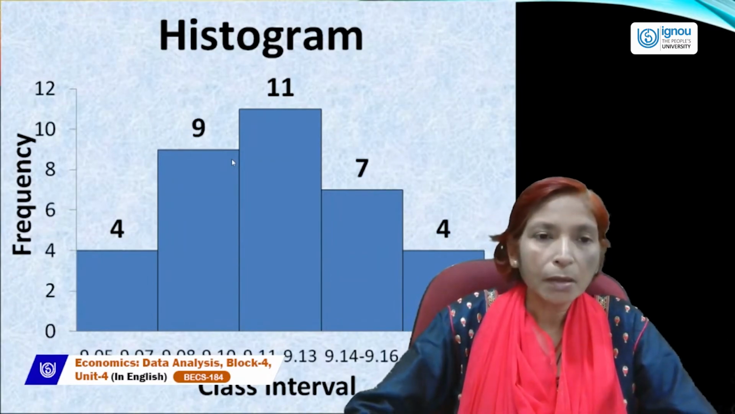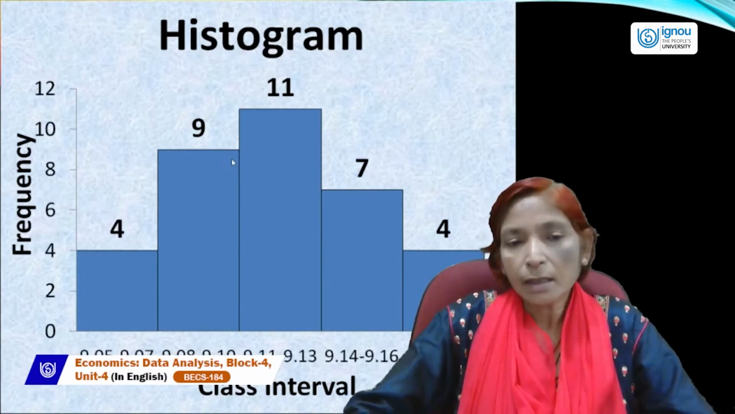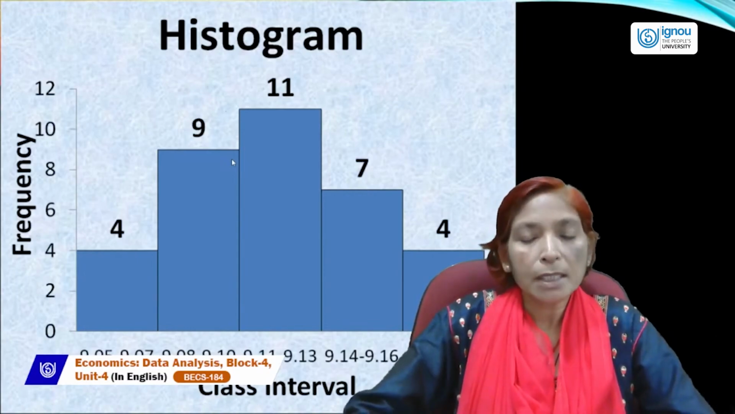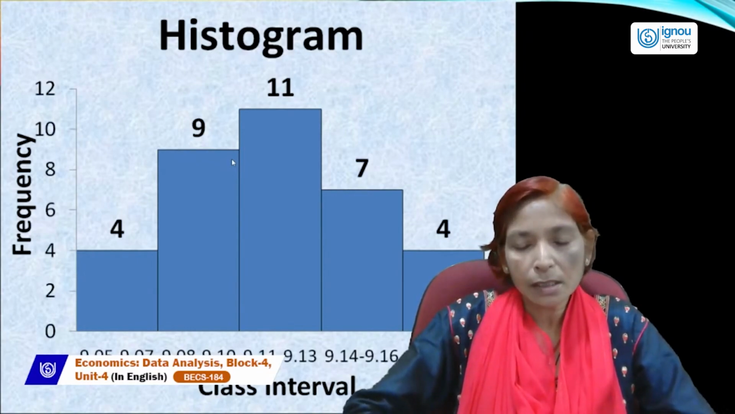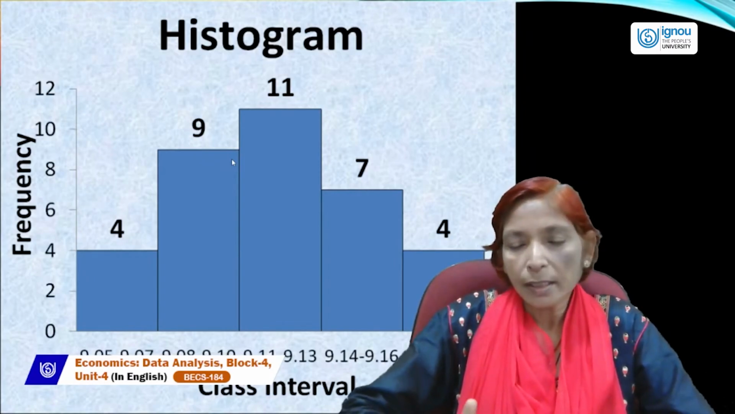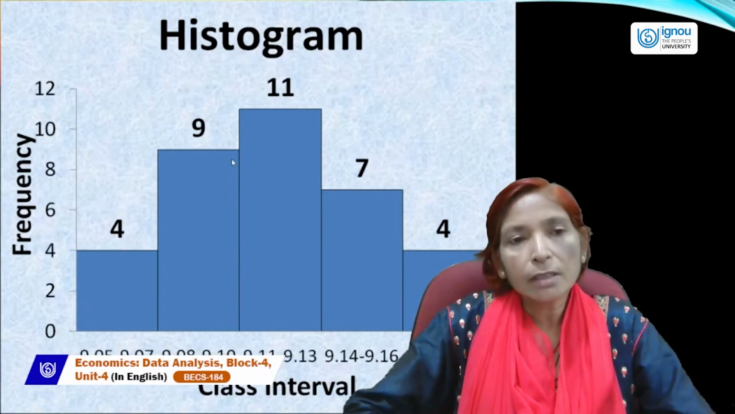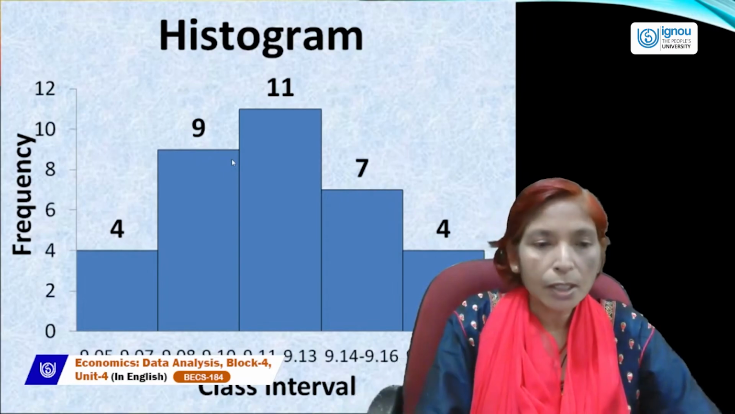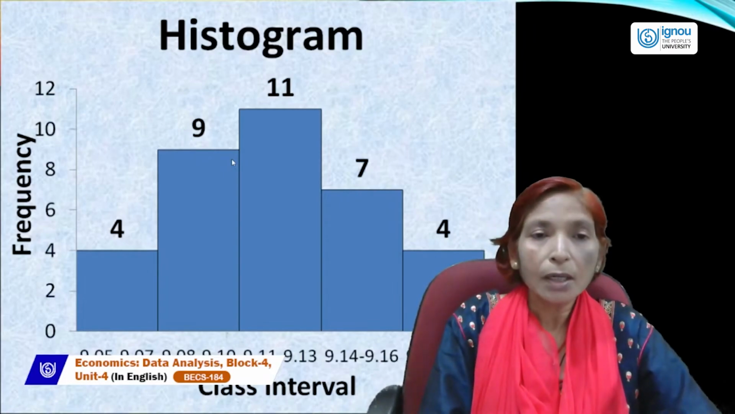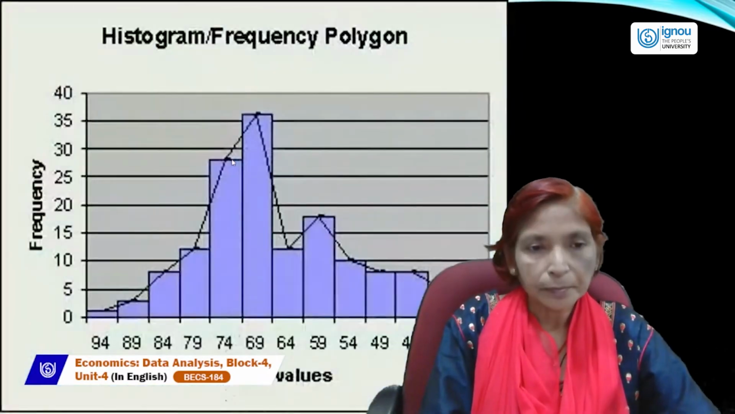Frequency may be 4, 9, 11, 7, 4. So according to the given frequency, the length can differ, but the width of this diagram will remain the same. And all these boxes are attached or interconnected with each other. So this is called a histogram. This is also a very good method for presenting the collected data.